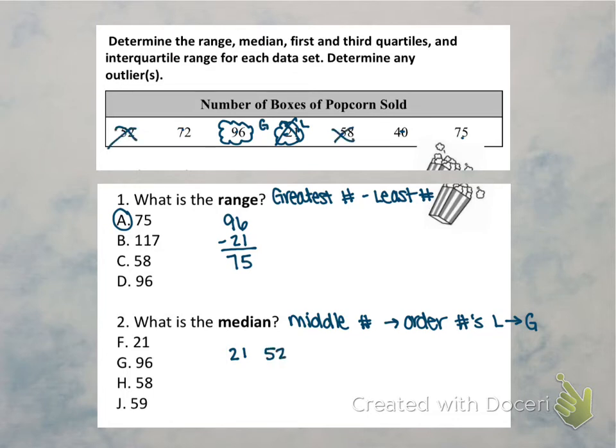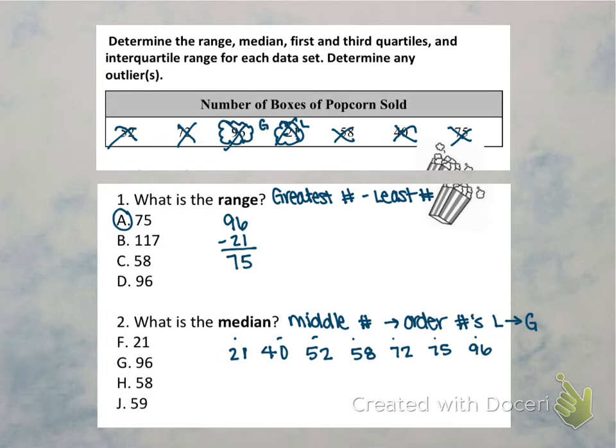Followed by 58. Oh, nope, I lied. This is why. Followed by 40, 52, 58, 72, 75, and then 96. That's 1, 2, 3, 4, 5, 6, 7. 7, that's what we need.